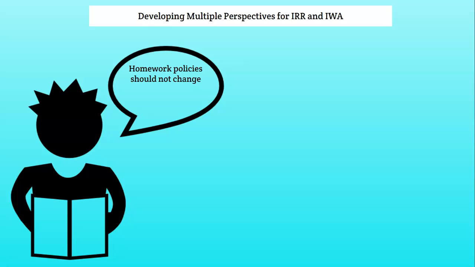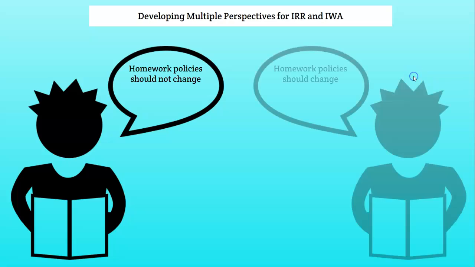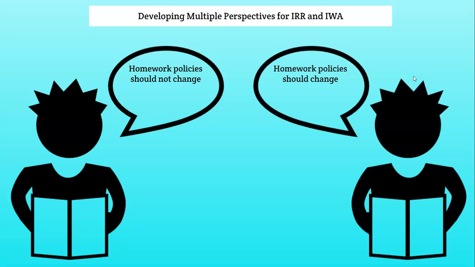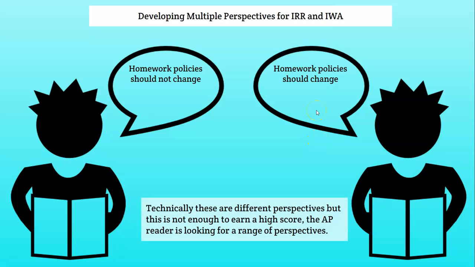I will use the example of homework policies. So one group of experts says homework policies should not change, and another group says homework policies should change. Now, technically, both of these are different perspectives. They are arguments about what should or should not happen relative to the subject. So they are different perspectives, but this is not enough to earn a high score.